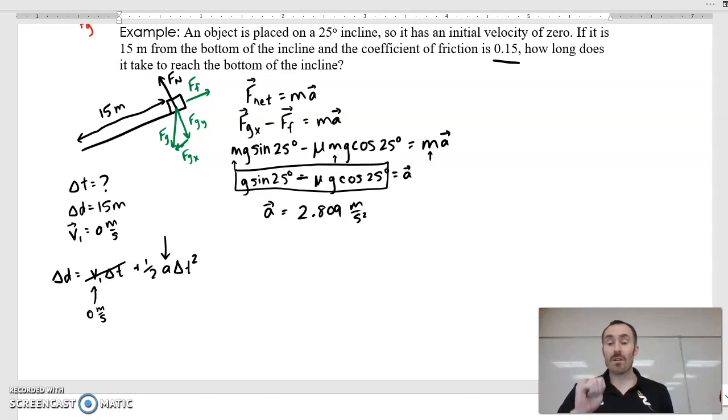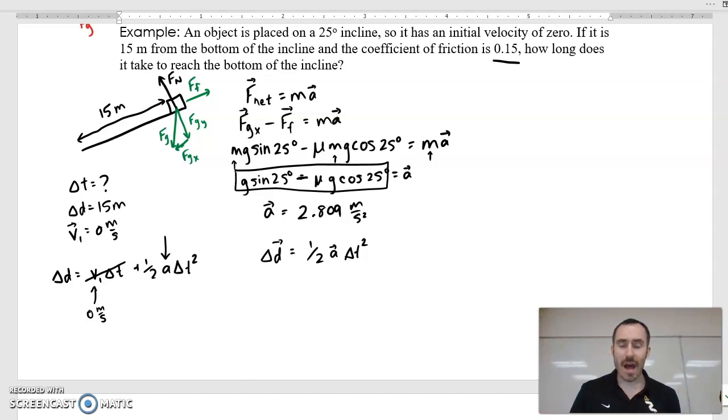Okay, so now we have our acceleration. So now I see that displacement is equal to half a change in t squared. Okay, I showed that previously from our kinematics formula on the left over there. So now I'm trying to solve for time, so I'm going to move the half and the a from the right side of the equation to the left side of the equation, and then square root. Okay, so t equals the square root of 2d over a.